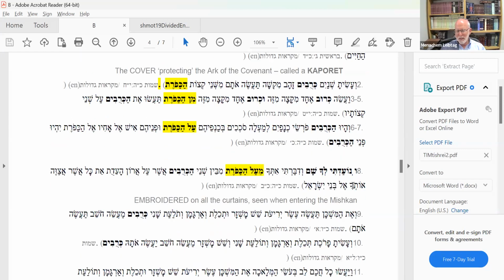Verse in the end of chapter 25, the Kaporet will be the place through which God is going to communicate with man. If God has instructions for his people, if our boss is going to give instructions for his workers, the medium through which God communicates with his people will be from between the Kruvim on the Kaporet.